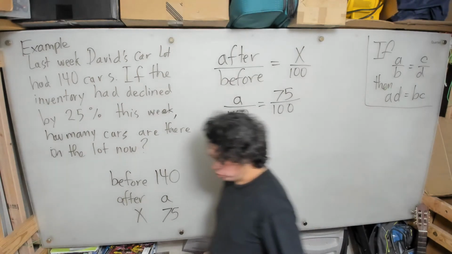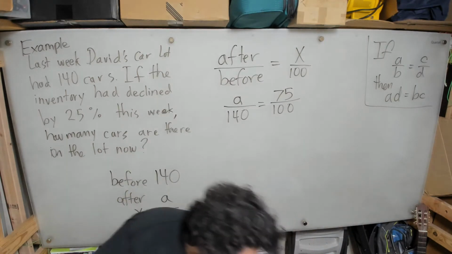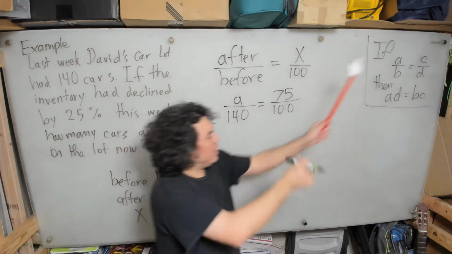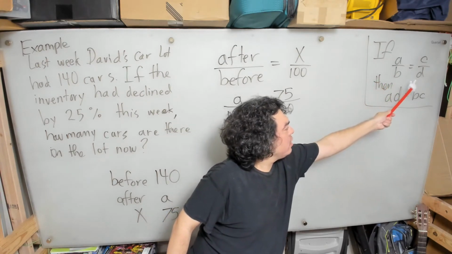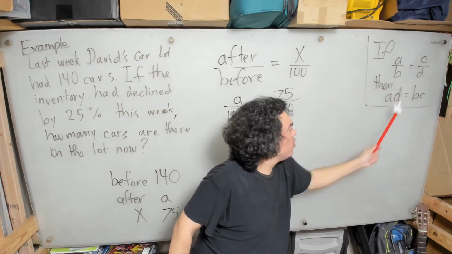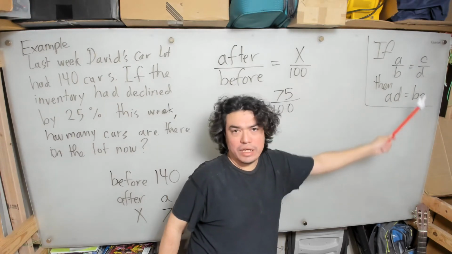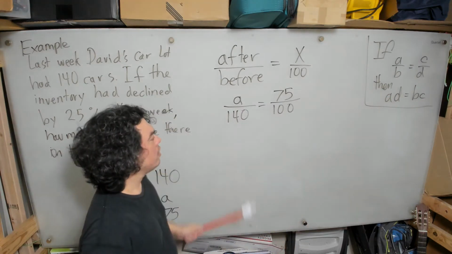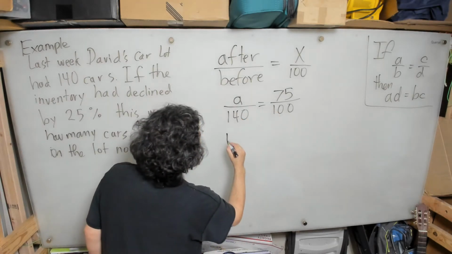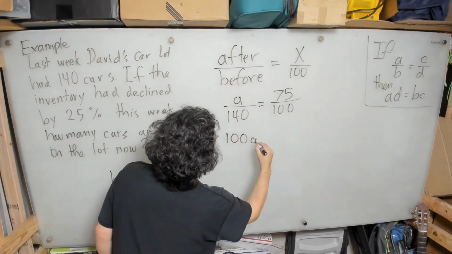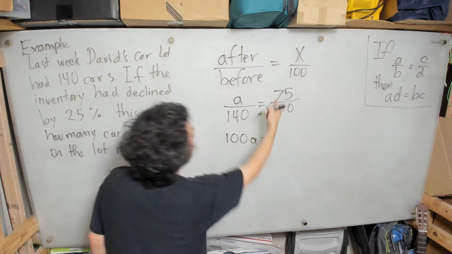Now we recall whenever we're dealing with these kinds of problems that if A over B is equal to C over D, then A times D is equal to B times C, which is what we've written here. I want you guys to sear this in your brain. So now looking at this, A times D is 100A, and that's equal to 75 times 140.